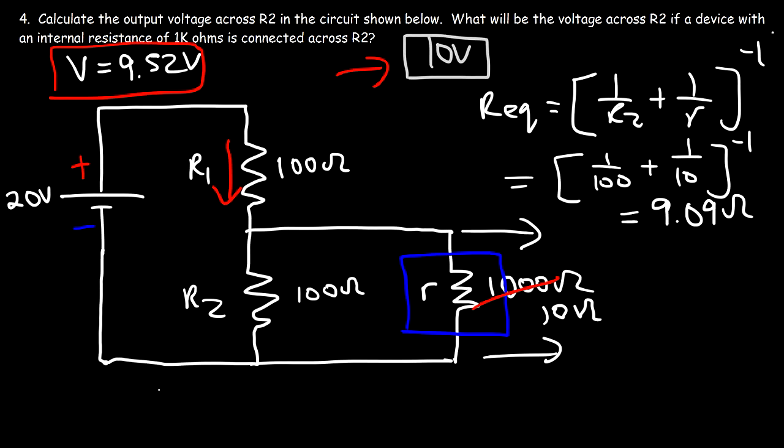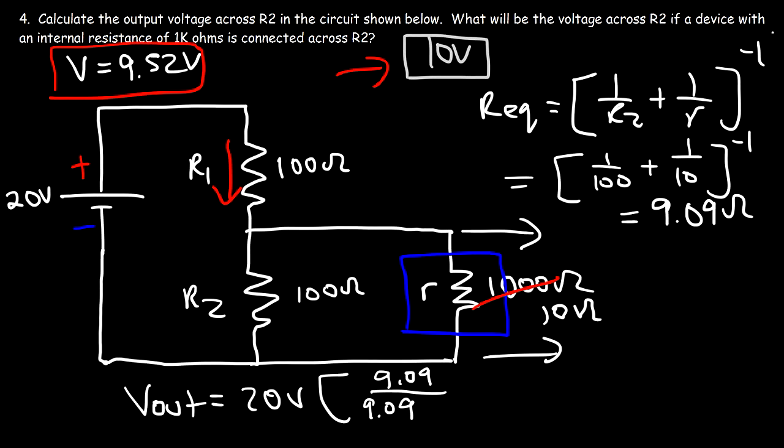Now, to calculate the output voltage, it's going to be the input voltage, which is 20, times the equivalent resistance of the two resistors on the bottom. That's 9.09 divided by the equivalent resistance plus R1. So it's 9.09 times 20 divided by 109.09. Notice that the voltage greatly decreases to 1.67. It's much less than 10.